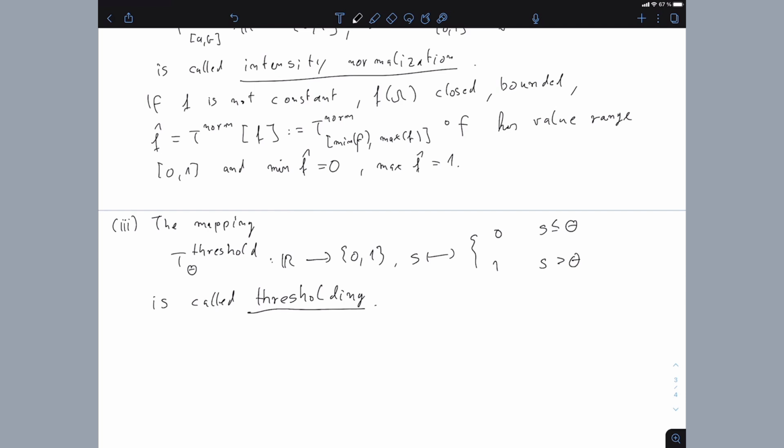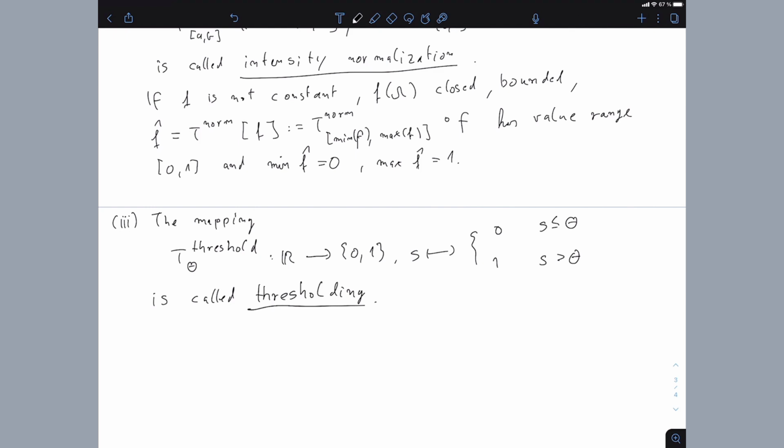For instance, this can be used for very simple image segmentation. Then all the values larger than theta go to the one segment, and all the ones smaller go to the other segment. But of course, it's very important to choose this threshold theta properly, and we will get to know one algorithm for this later. Probably not today, but in chapter 1.